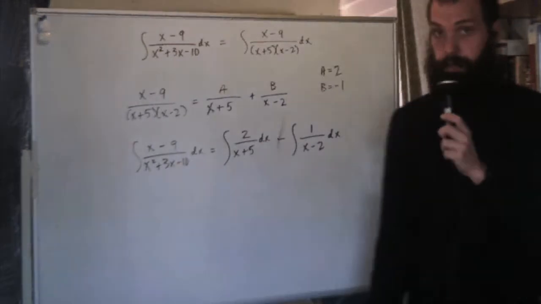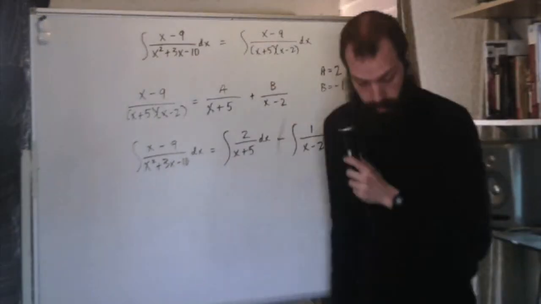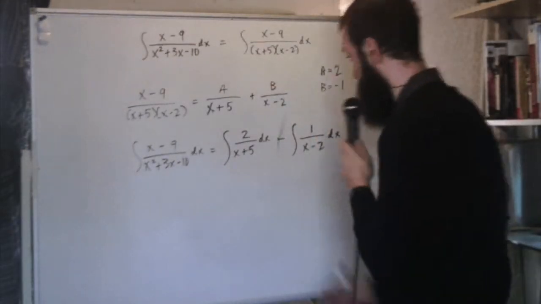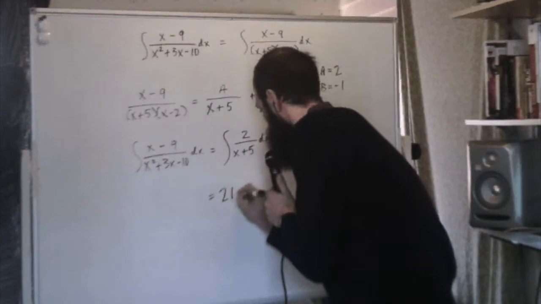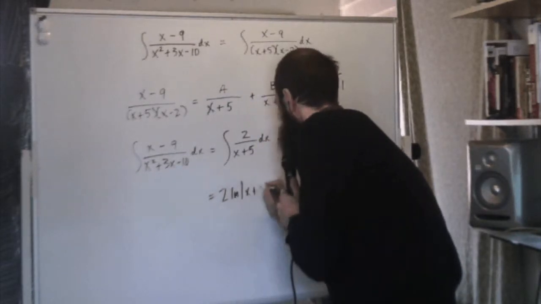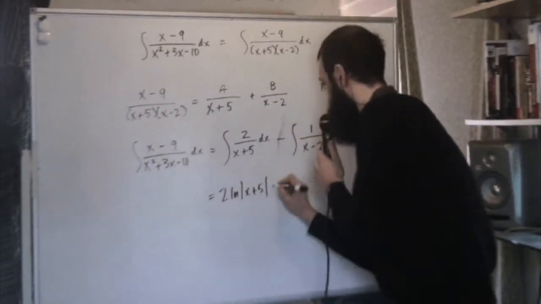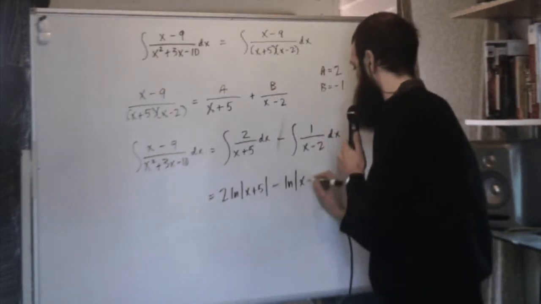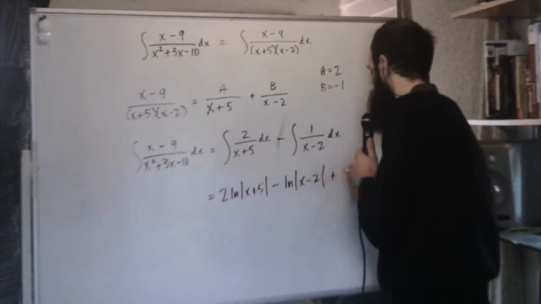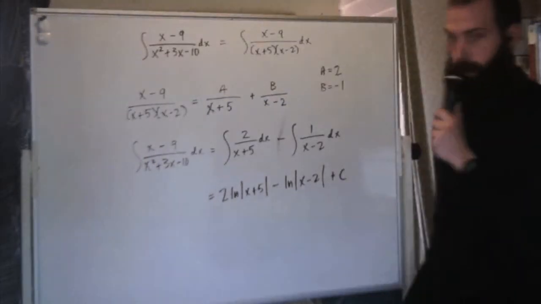Now that's a lot easier to solve than our original. In fact, let's do that. So this will have 2 times ln of x plus 5 minus natural log of x minus 2 plus c. That'll be our answer.